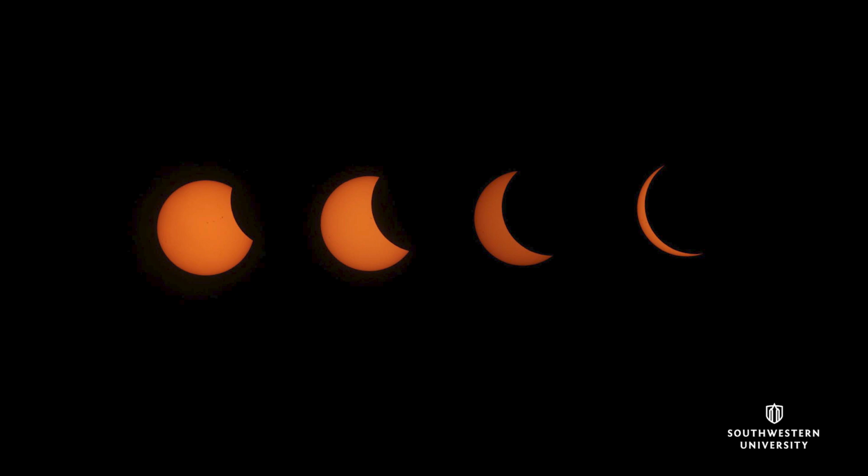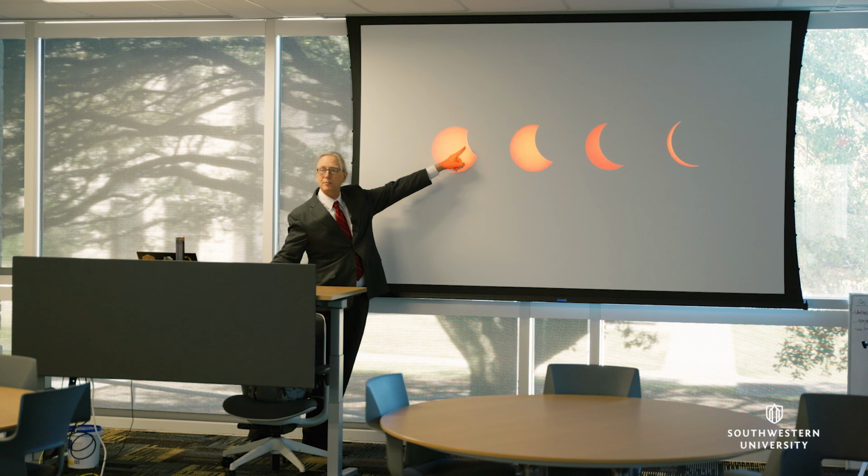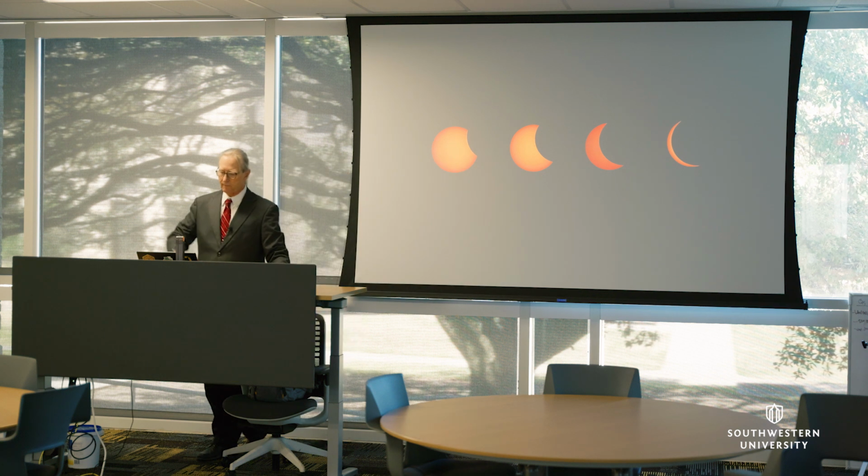So here's some of my pictures with the moon getting progressively more and more in front of the sun. The little black dots are sunspots. That one right there is maybe 2 or 3 times the size of the Earth, for scale.